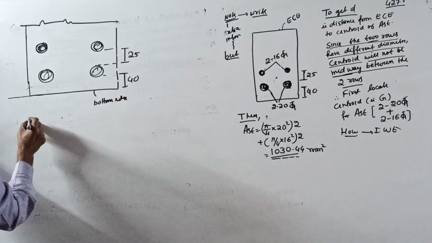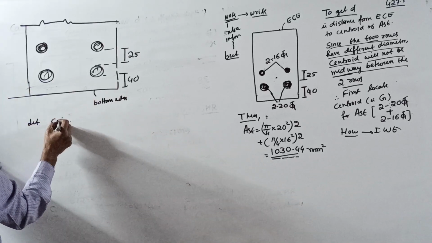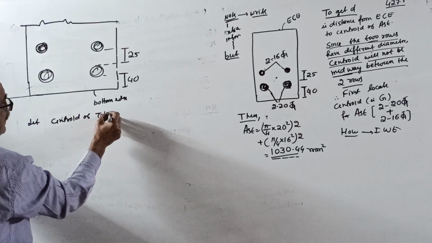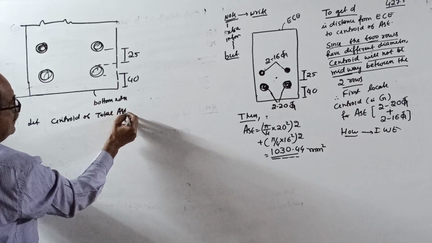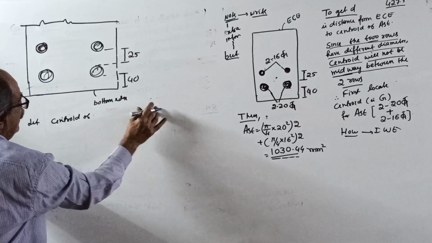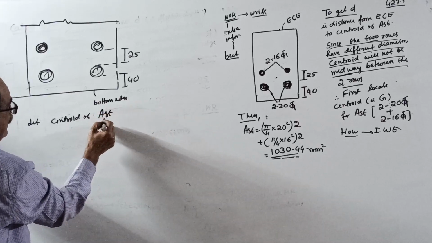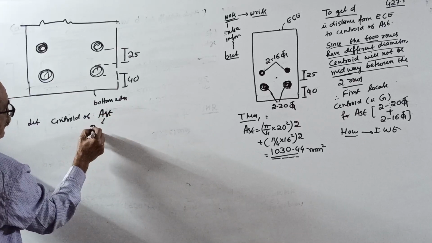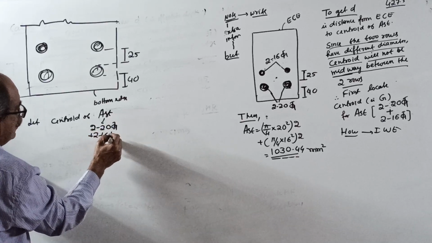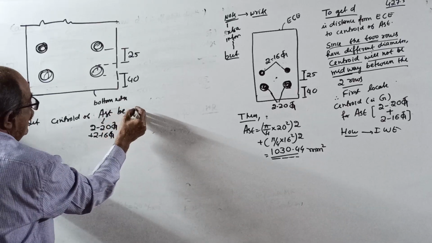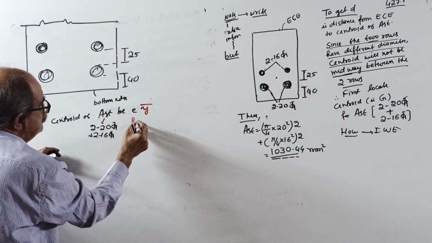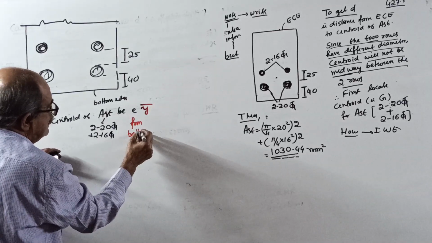First, let the centroid of total AST be, or centroid of AST, why total AST? Centroid of AST, that is, what AST? With the 2 of 20 torr plus 2 of 16 torr together. Be at one, in red color I will mark Y bar from the bottom edge.